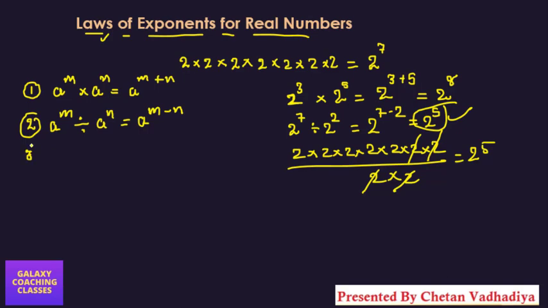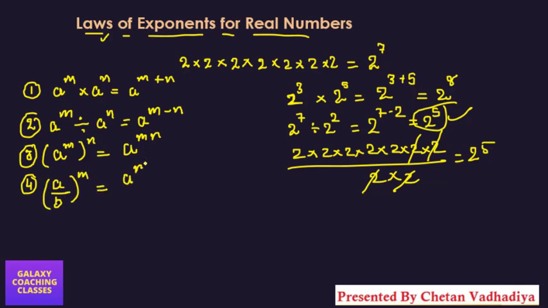Now I'm not going to explain, I'm just going to tell you the laws. The third law: a raised to m whole raised to n, meaning power raised to power. We just need to multiply the powers, so a raised to mn. Now your fourth law, that is a upon b whole raised to m. This power will be distributed: a raised to m upon b raised to m. The power is given to both numerator and denominator. Now the fifth law, that is a raised to m into b raised to m. Now you can take the power common, so ab raised to m.